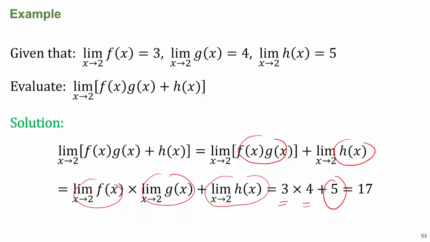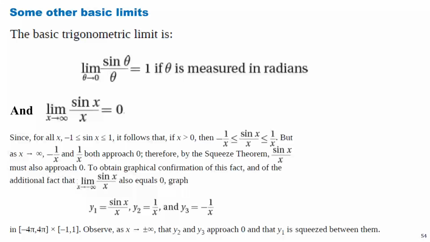Any questions? No? Okay, so next let's have a look at some other basic limits. These are the commonly used basic limits. I hope you can memorize their result. The basic trigonometric limit is the limit of sin(theta) over theta equals 1 when theta approaches 0, if theta is measured in radians. And the limit of sin(x) over x when x approaches positive infinity equals 0.